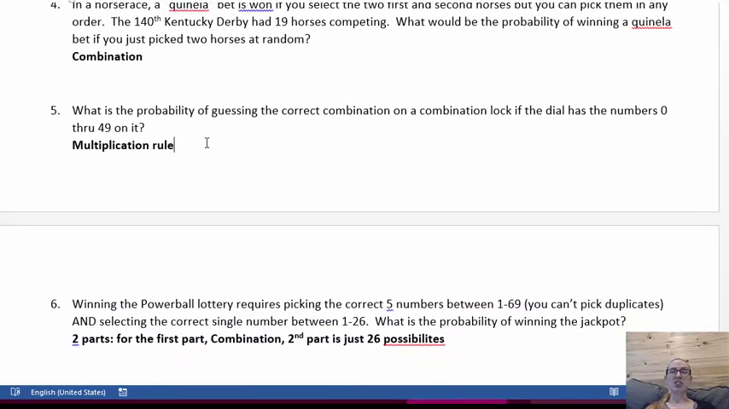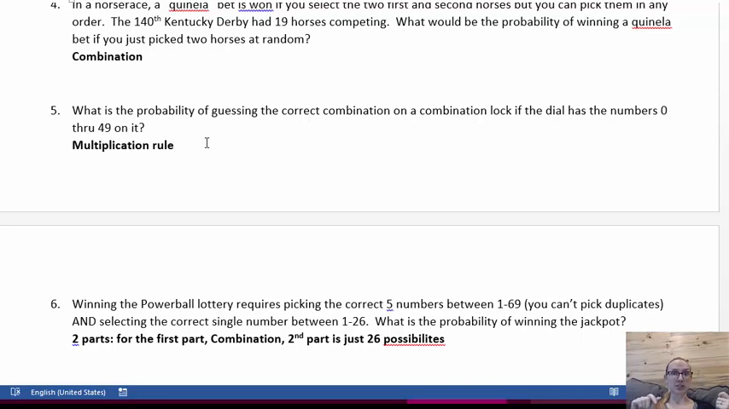Number 5, you have to think a little bit about combination locks, and maybe you had one in high school or something like that. As far as I know, you can have repeat numbers in combinations. So I said multiplication rule here. If you think that you can't repeat numbers, and maybe that's the case for some combination locks, then you could definitely go with a permutation in this case.